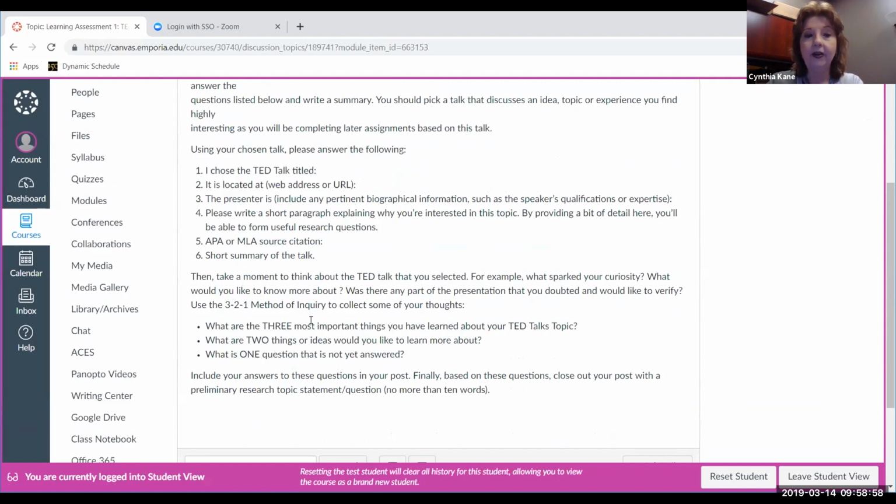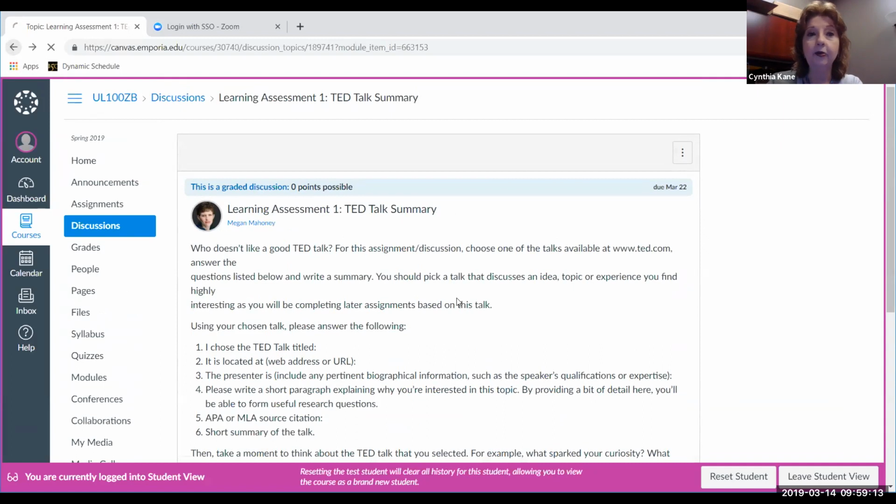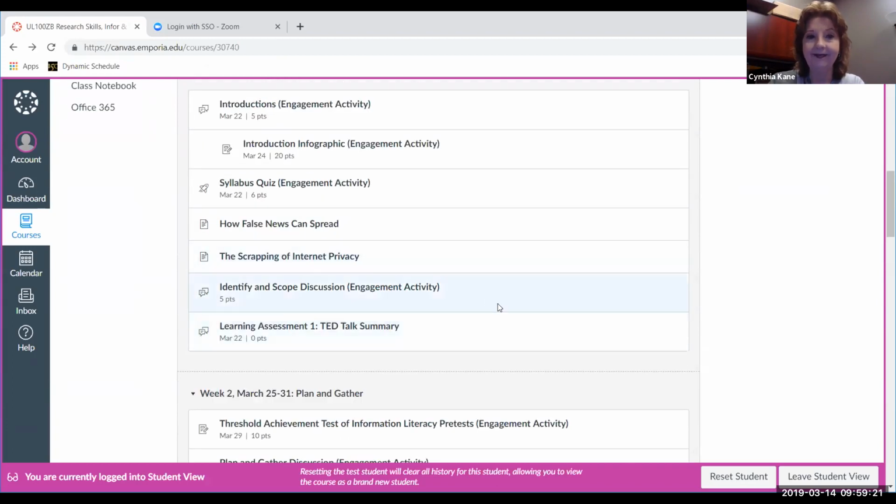And we also want you to use something called the 3-2-1 method of inquiry. What are the 3 most important things you learned? What are 2 things or ideas you would like to learn more about? And what is 1 question that is not yet answered? Again, that's something you can choose to do by March 22nd if you choose to do our first learning assessment.